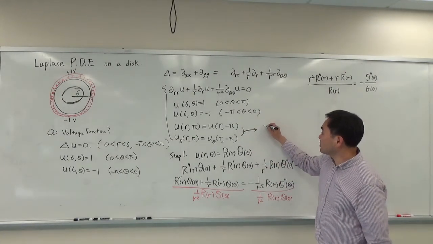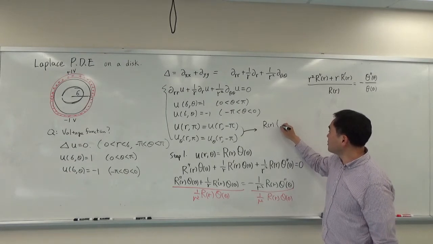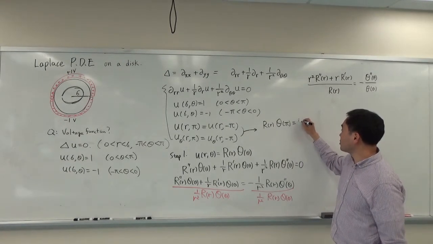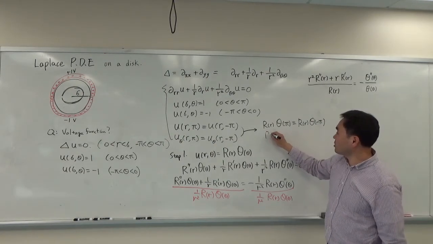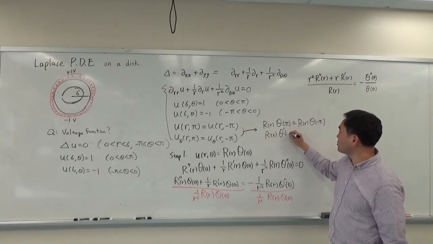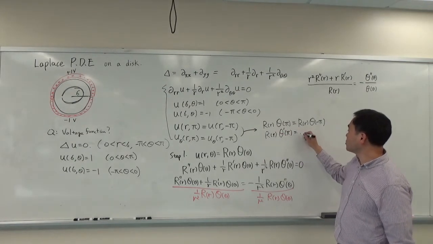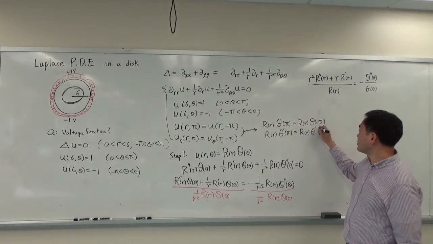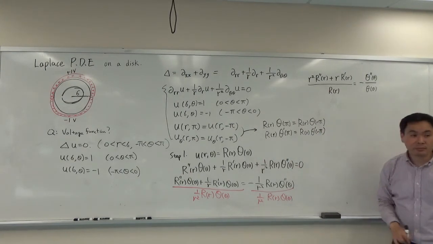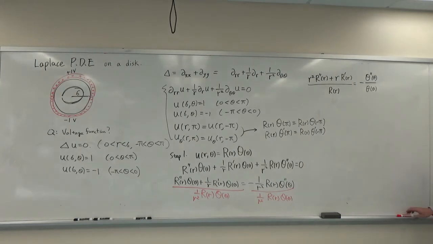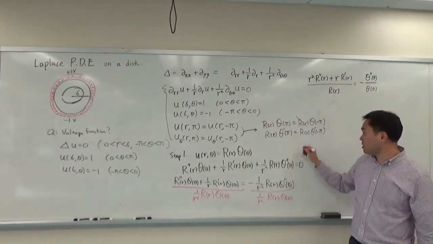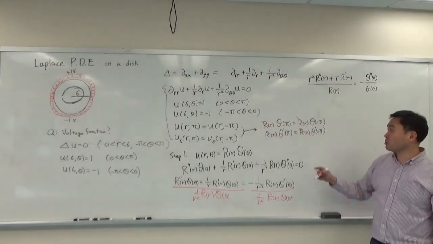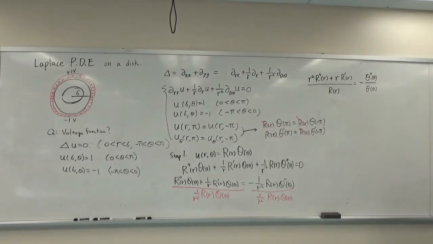This is R of r Theta of pi equals R of r Theta of negative pi, and this is R of r Theta prime of pi equals R of r Theta prime of negative pi. And again, because we don't want trivial solutions, these cannot be zero, so we can just divide both sides by R of r. These can be canceled. So you see that the two conditions are given for theta.